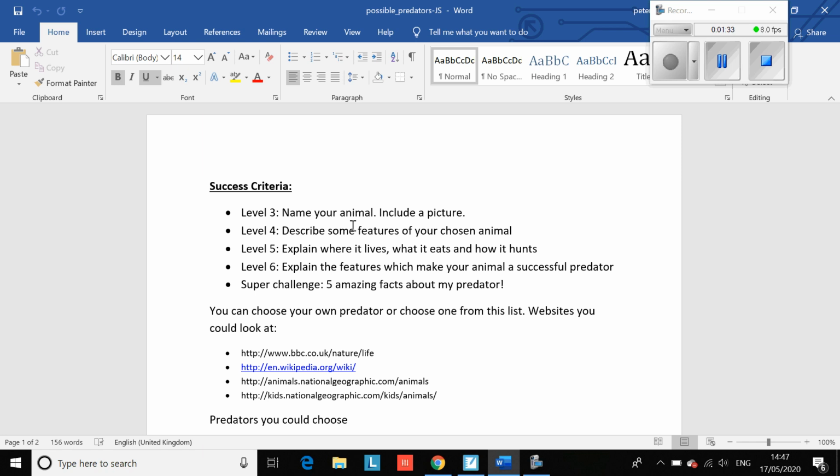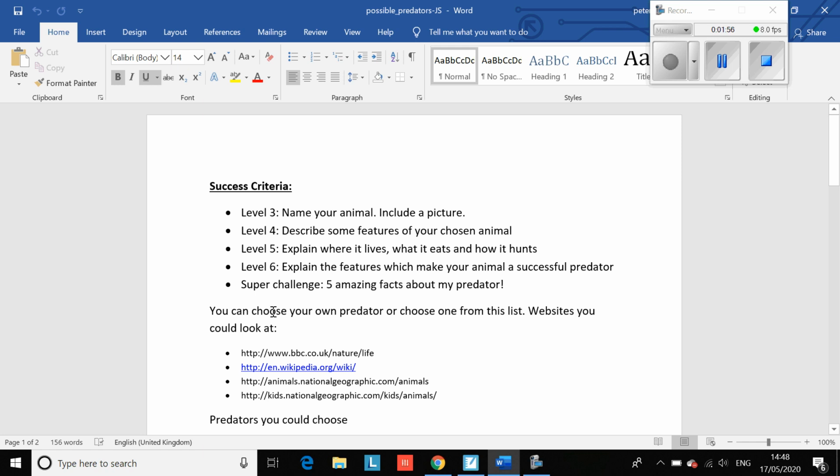What features does it have? Is it fast or is it an ambush predator? Does it have sharp teeth? Does it have camouflage? All these things you need to think about. Explain where it lives, what it eats, and how it hunts. And then, getting up to a level six, explain the features which make your animal a successful predator. And then, if you can, five amazing facts about your predator.